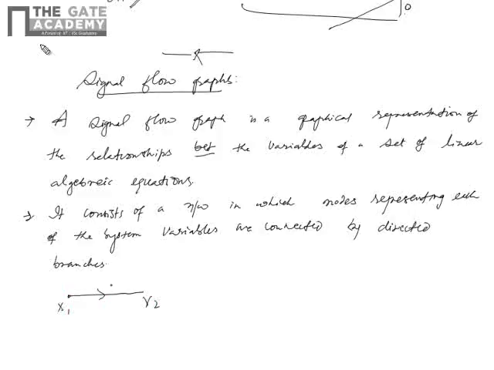For example, you take one representation as a signal flow graph. This is x2 and the gain is a. You write x2 equal to a into x1. The next representation: this is a1, this is a2, x1, x2, x3. So x3 equal to a1 x1 plus a2 x2. So this will represent the basic signal flow graph.